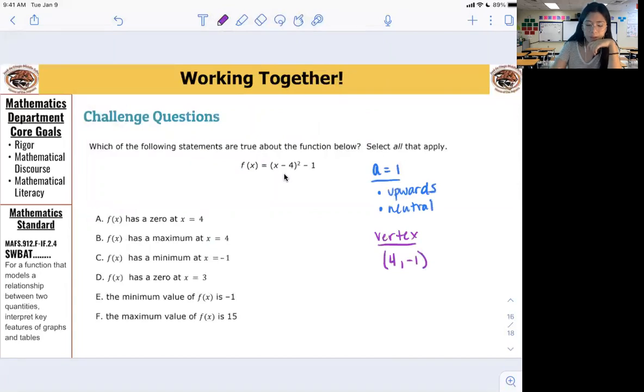Okay. So this vertex, is the vertex going to be a minimum value or is it going to be a maximum value? Think about the shape of the graph, the way it's facing. Will the vertex be at the tippity top of the function or will the vertex be at the tippity bottom of the function?